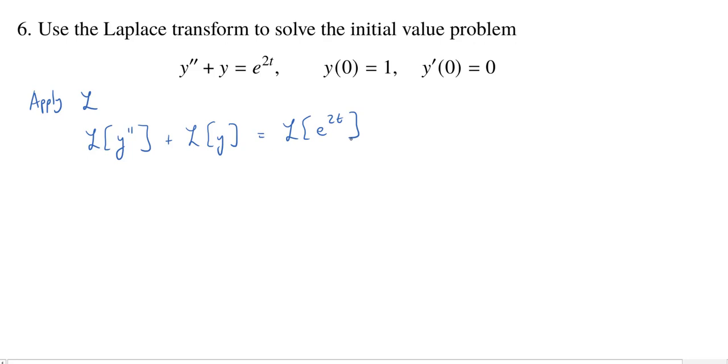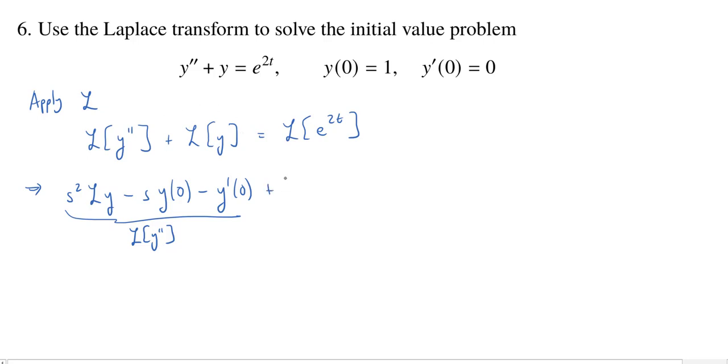Okay. Now we have a formula for the Laplace transform of a second derivative. So this is going to be s squared times the Laplace of y minus s times the initial value of y, that is y at 0, minus the initial value of the derivative of y. All right, so this piece here was our L of y double prime. And of course, we still have a plus L of y, and that's not going anywhere. We don't really have a formula for that other than the definition, which won't be very helpful at the moment.